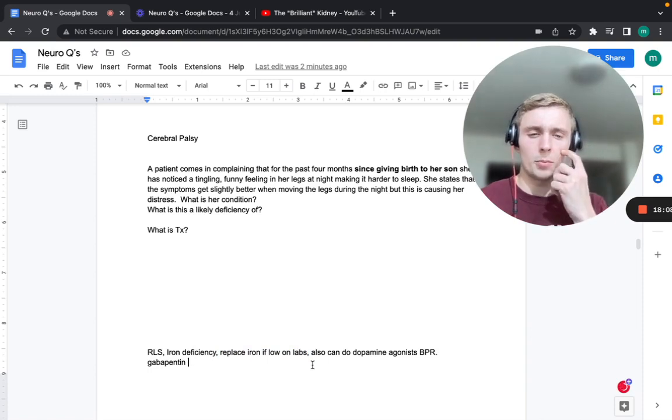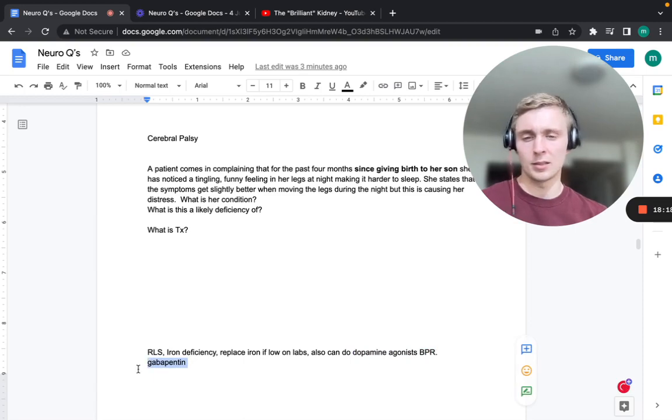But you can also do dopamine agonists like BPR. We just went over bromocriptine, pramipexole, and ropinirole. Those are dopamine agonists that will help in this condition. Also gabapentin, gabapentin will help them sleep as well.